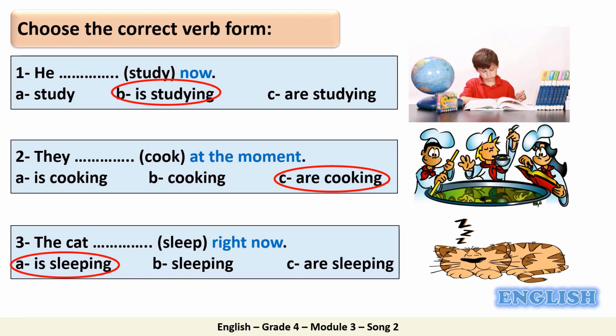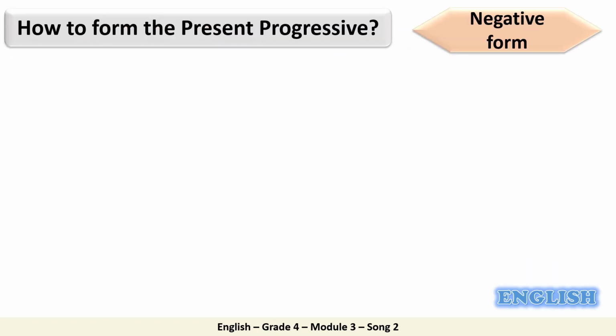Excellent, boys and girls. And now, let's learn how to form the present progressive in the negative form. We're going to start the sentence with the subject or the pronoun.